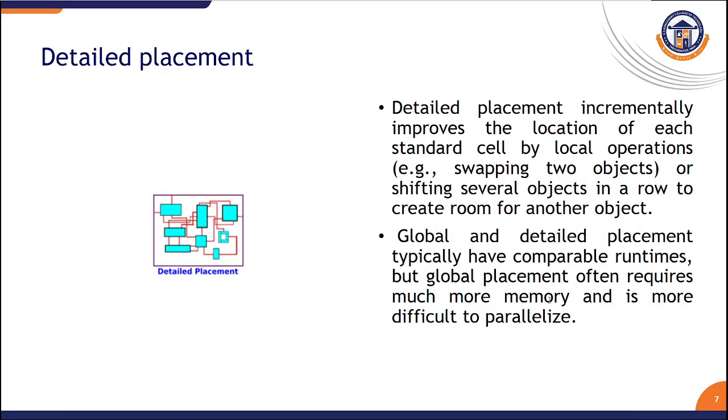And next one is detailed placement. Detailed placement refines the result of global placement. It uses local operations such as swapping cells or shifting cells within a row. The objective is to improve wire length, timing and congestion while keeping cells close to their global placement positions. Detailed placement offers fine control over individual cell locations.